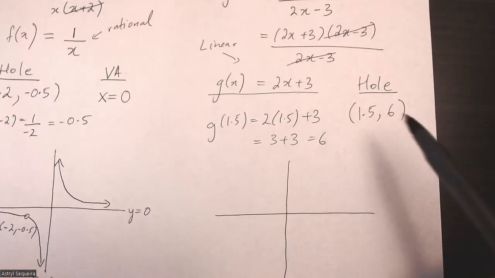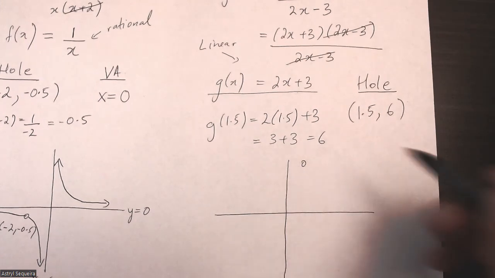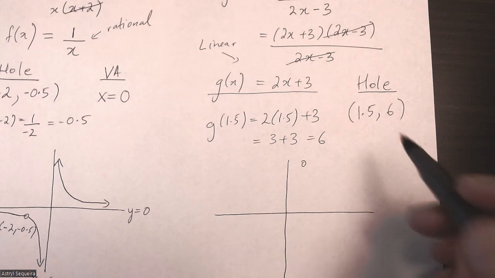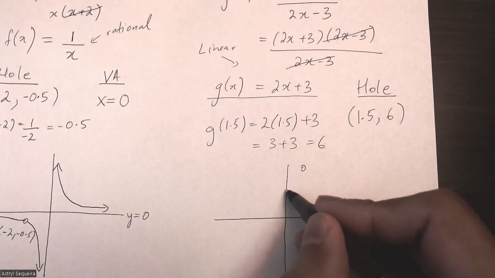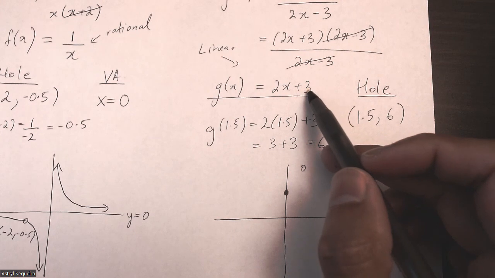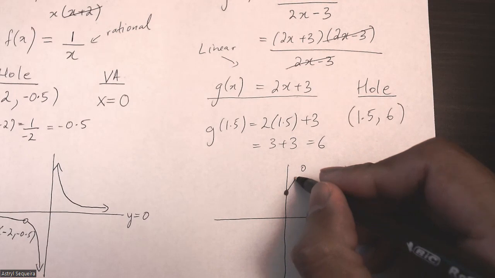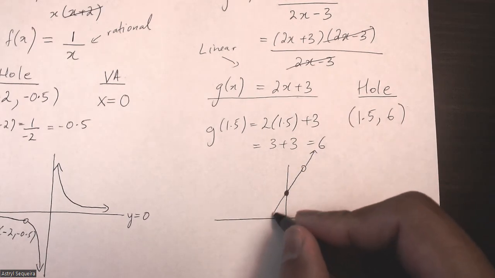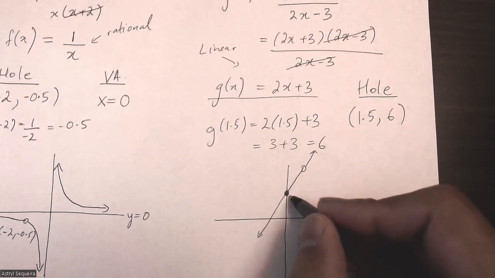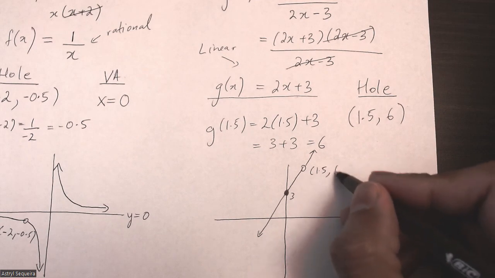For a linear function, you just need to first label the hole, 1.5 and 6, up over there. And then you need to label the y-intercept, which is just positive 3, right over here. And this linear equation has a slope of positive 2. If you look at the slope of this line, it matches that, it's positive 2. And the function just looks like that. You can label the points 3 and 1.5, comma 6.